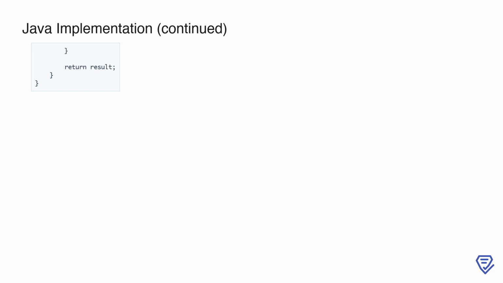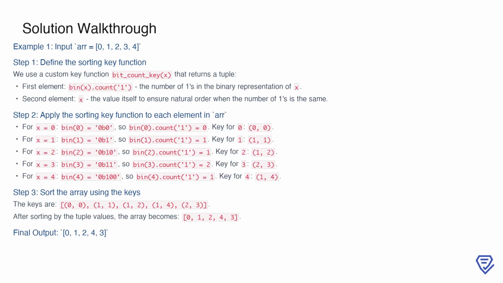This implementation ensures the input integers are sorted first by the number of 1 bits in their binary representation and, in case of ties, by their numerical value. The approach is efficient and leverages Java's built-in utilities like Integer.bitCount and the sort method with a custom comparator to achieve the desired functionality. Let's start with the first example, where the input array is [0, 1, 2, 3, 4].